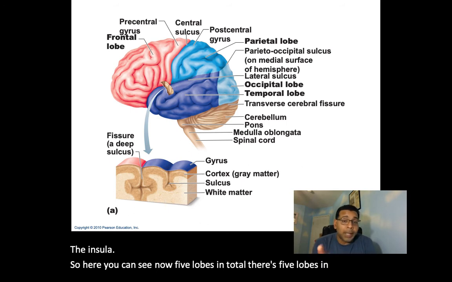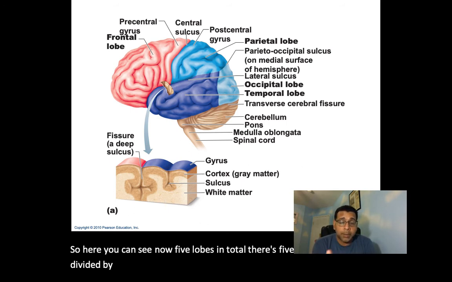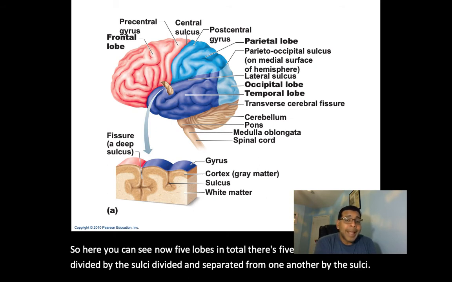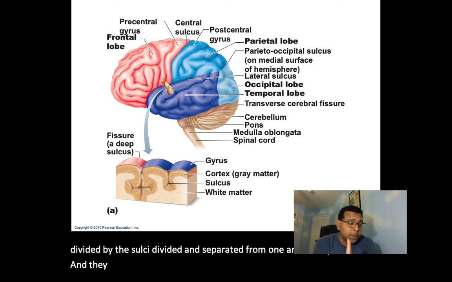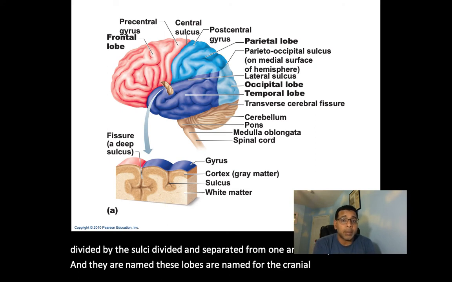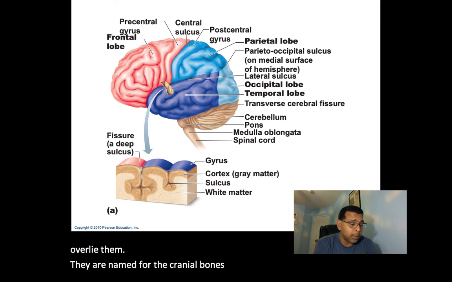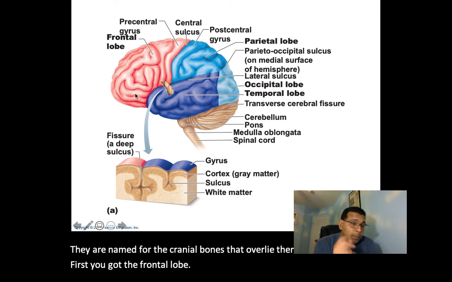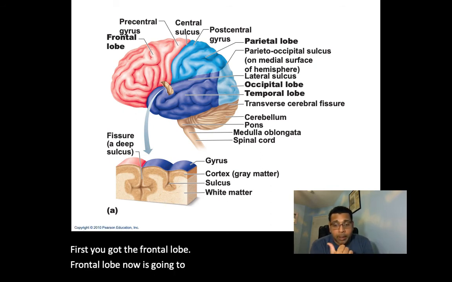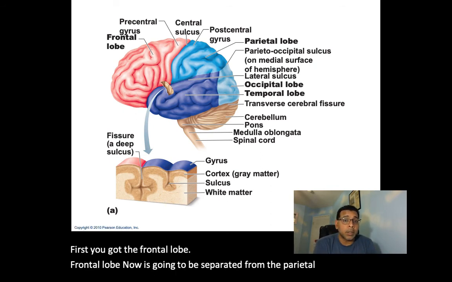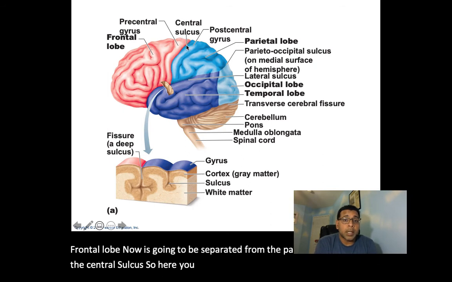They're divided and separated from one another by the sulci, and these lobes are named for the cranial bones that overlie them. First, you've got the frontal lobe. The frontal lobe is going to be separated from the parietal lobe thanks to the central sulcus. Here you can appreciate the central sulcus, and you can see it's found separating the frontal lobe from the parietal lobe.